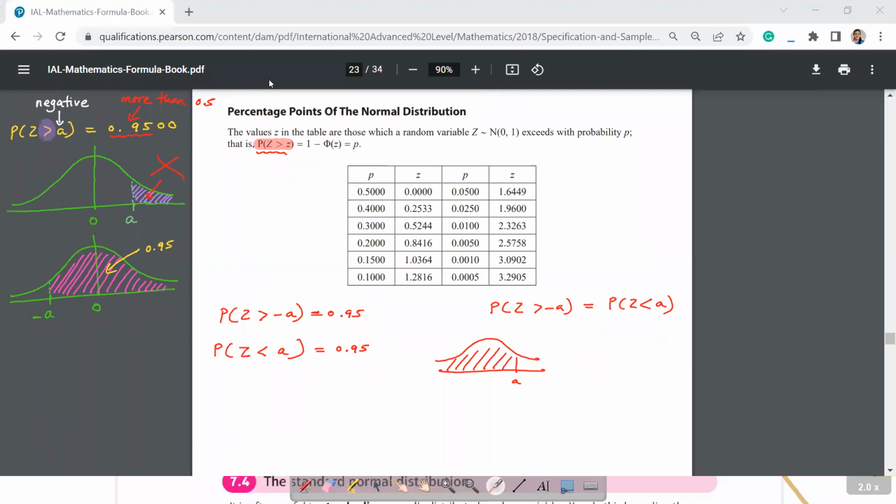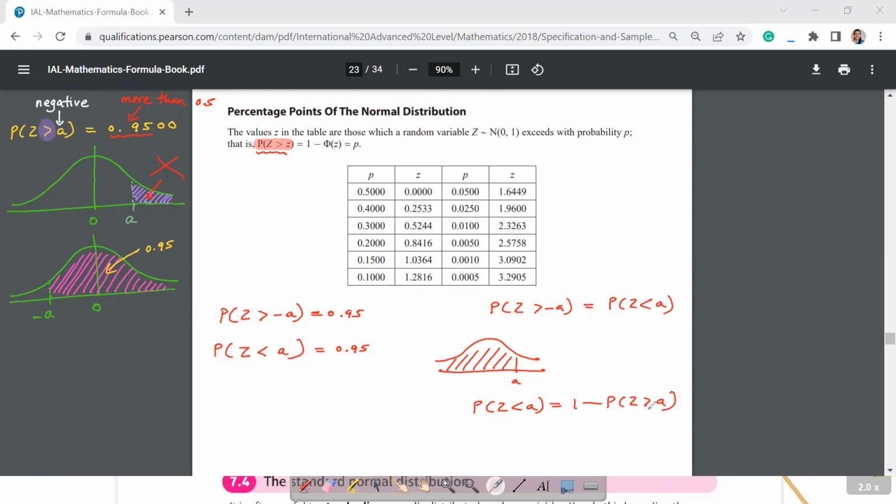What's the normal equation we use? I think I gave you this equation, right? Probability Z less than A is 1 minus probability Z greater than A. This equation was given to you, right? I think you are familiar with this.